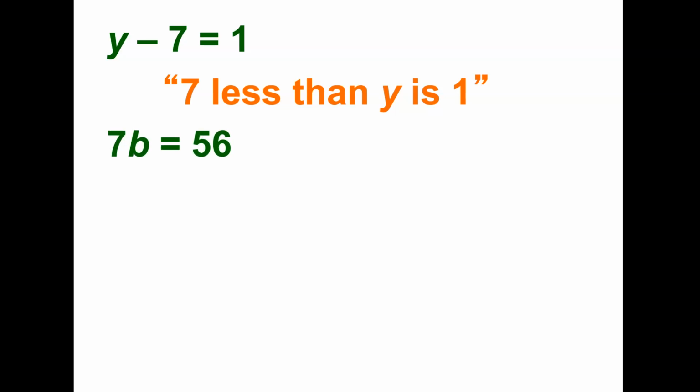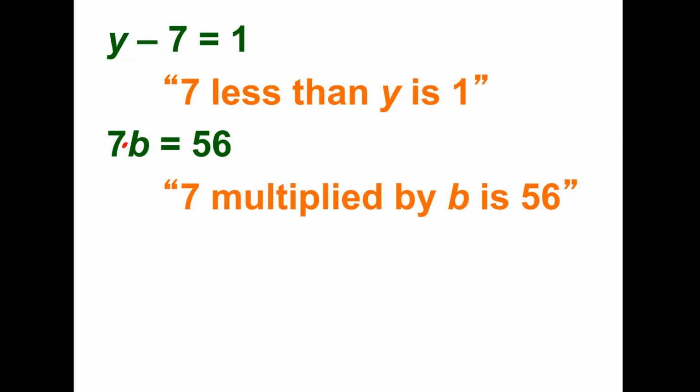Multiplication, notice that there's no symbol between the 7 and the b. You just sort of smash them together. A dot, or an x, that we would normally want to see for multiplication is implied. So if you see a number and a variable smashed together, that means multiplication. You might read this one as 7 multiplied by b is 56.